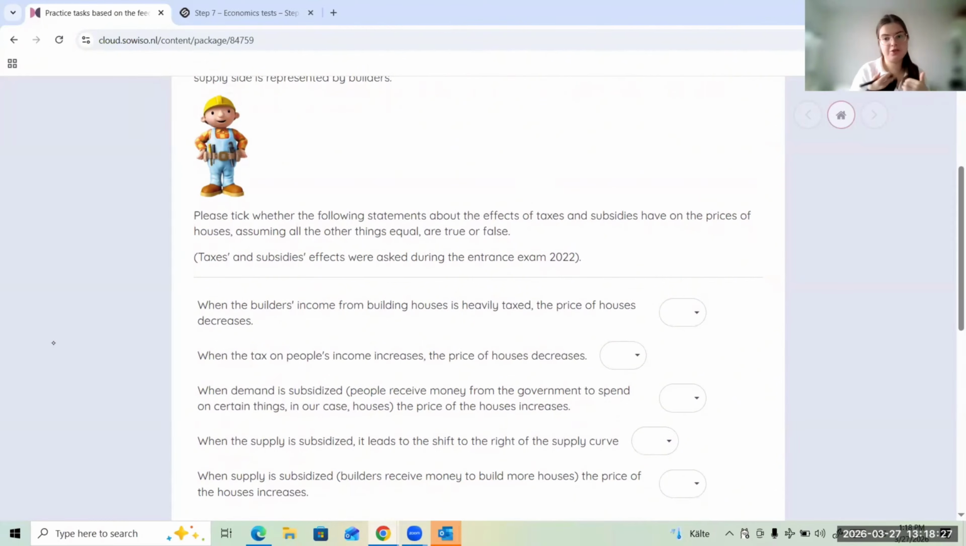If you tax the income of a person who wants to buy the house, the demand will decrease, because then the person doesn't have that much money to spend. So this is the idea. Even though it wasn't explicitly stated, it's still part of supply and demand and can still be asked, because once you understand the principle, it is just shifting the demand curves and the supply curves left and right.